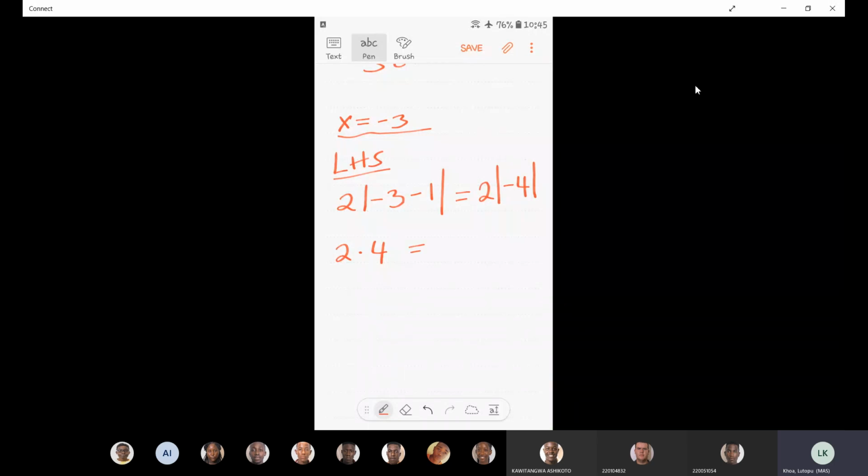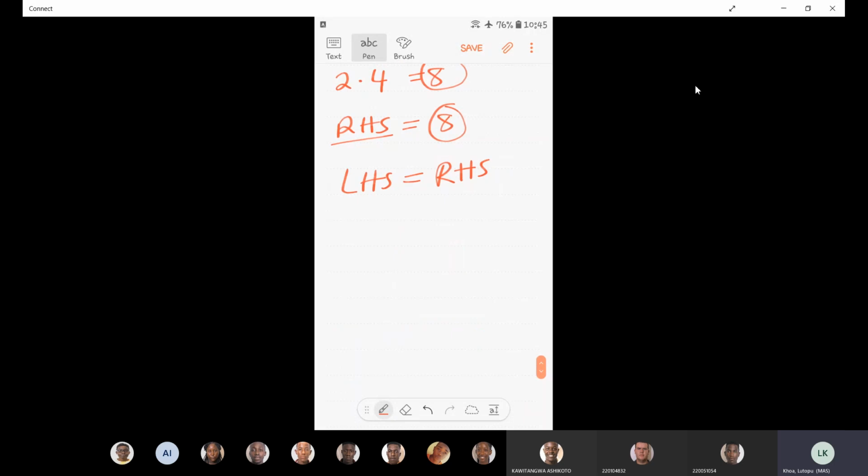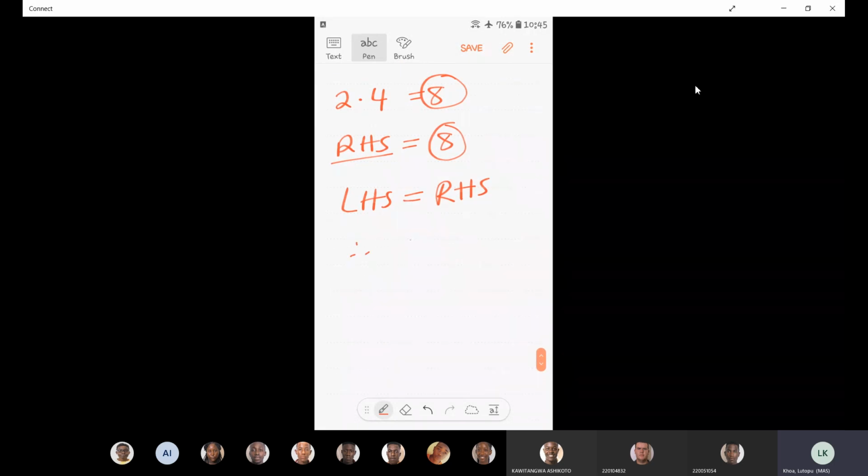Okay, and then this is equal to 8, and we know that our right hand side is just equal to 8. Again, these two are equal. All right. Therefore, x, which is equal to minus 3, is a solution.